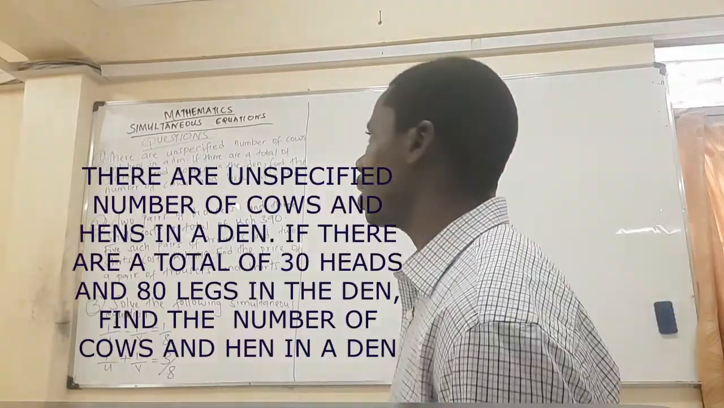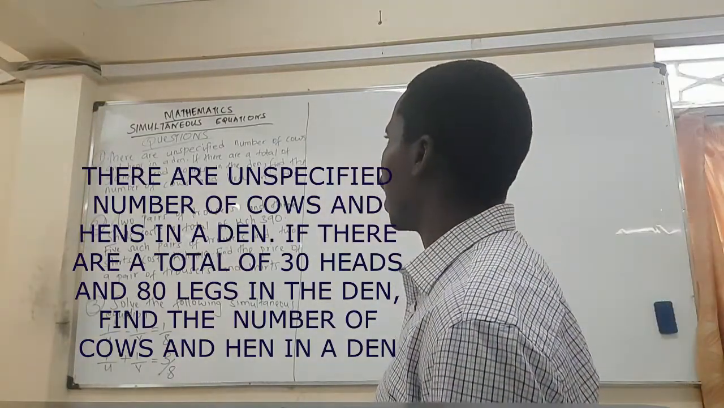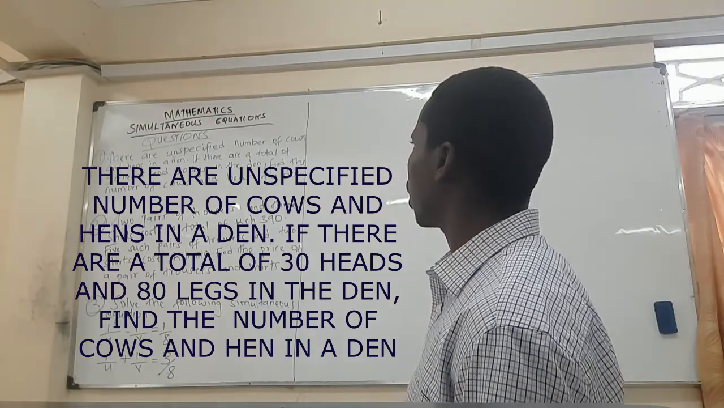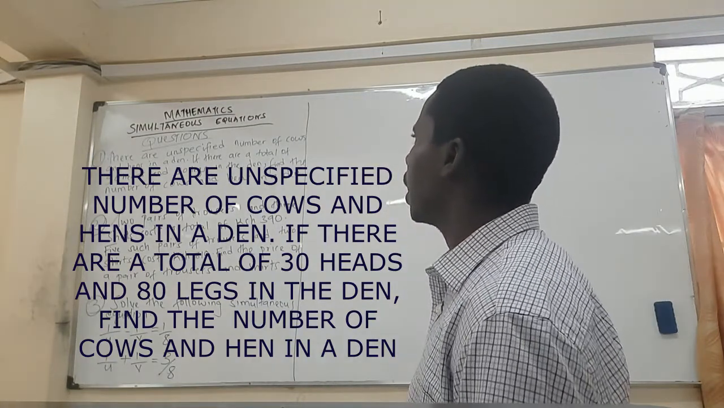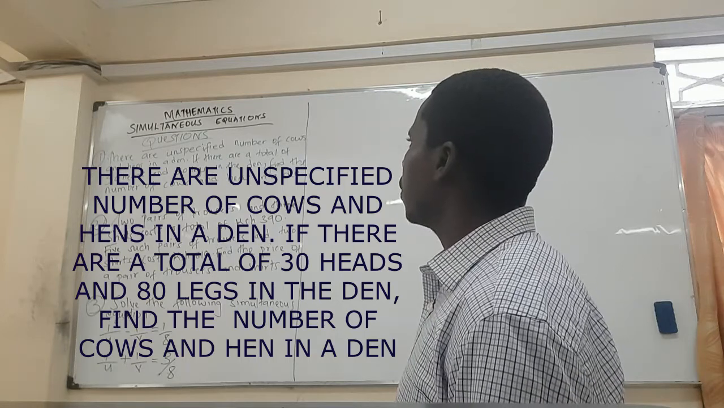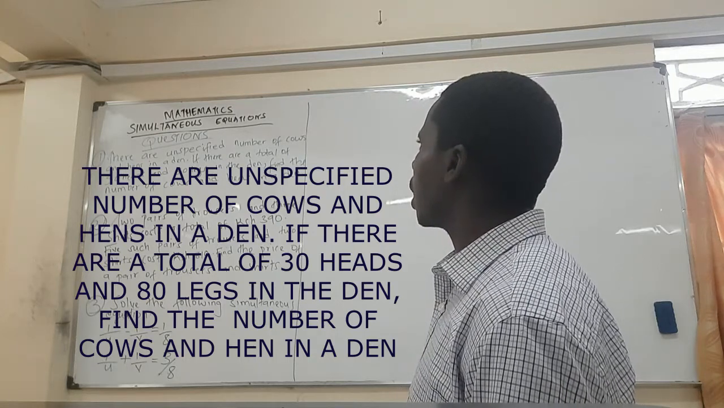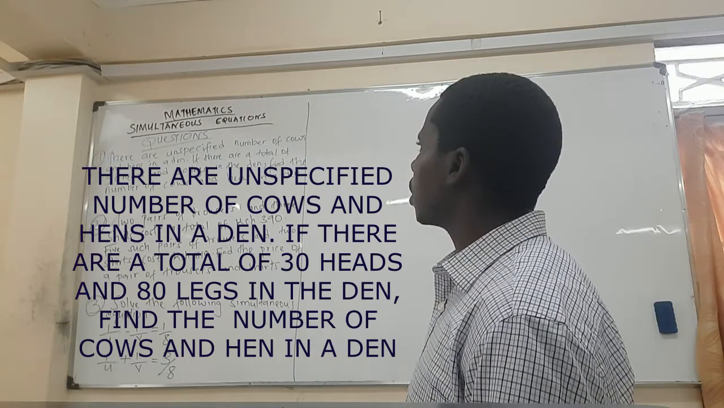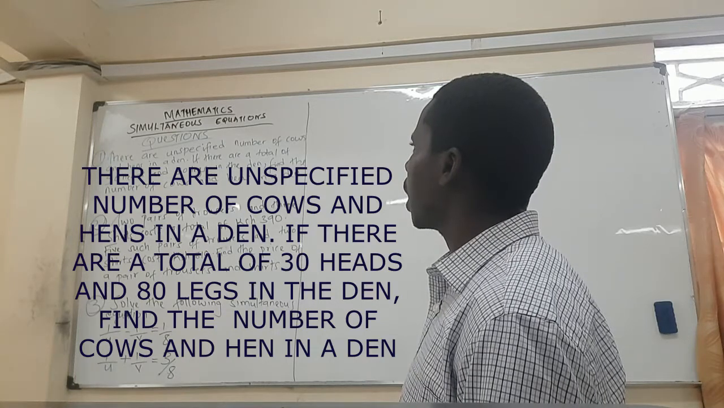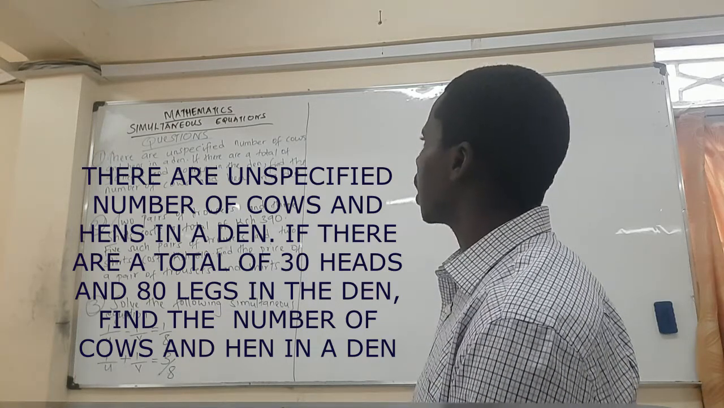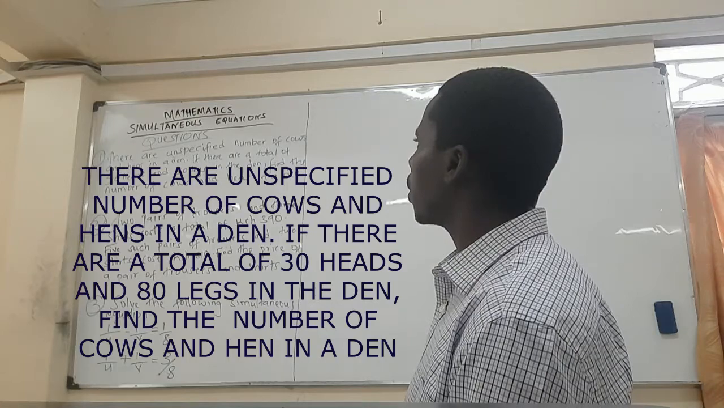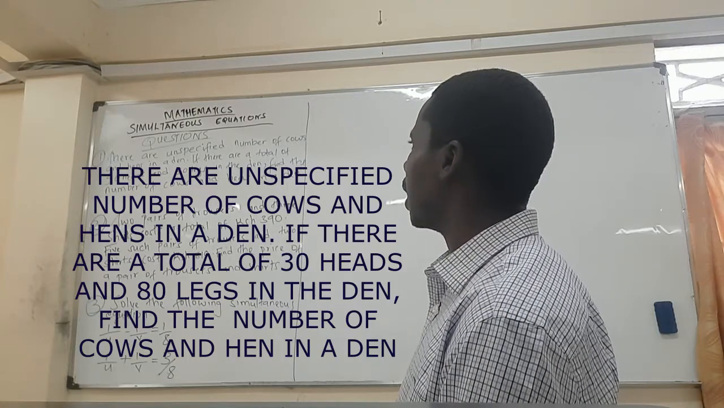The first question reads: there are unspecified numbers of cows and hens in a den. If there are a total of 30 heads and 80 legs in the den, find the number of cows and hens in the den.